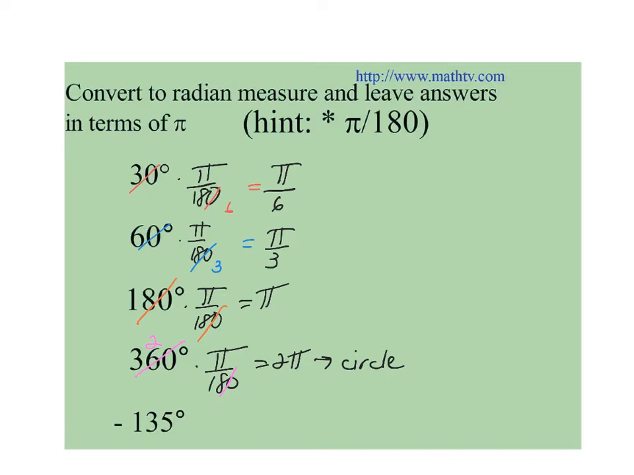For the last one, let's think about the coterminality. If I take negative 135 and I add 360 to it, I will get an answer of 225 degrees. Now let's multiply that by pi over 180, and we get an answer that cross cancels. Dividing both by 45, I get 5 for the top and 4 for the bottom, so my answer is 5 pi over 4.